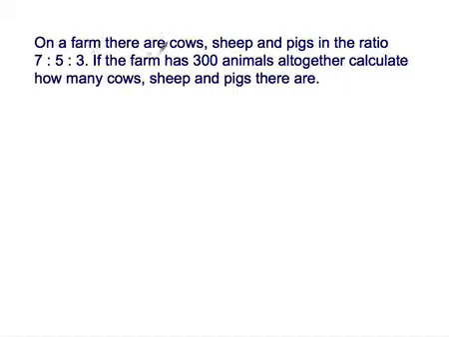Okay, on this one, we've got cows, sheep, pigs in the ratio 7:5:3. If the farm has 300 animals all together, so that's the total, calculate how many cows, sheep and pigs there are. So 7:5:3, but it's giving us the total this time, so I know I need to be adding together these parts. So 7 add 5 add 3 gives me 15. So 300 is being divided up into the 15 parts.